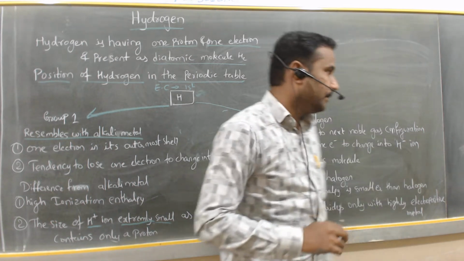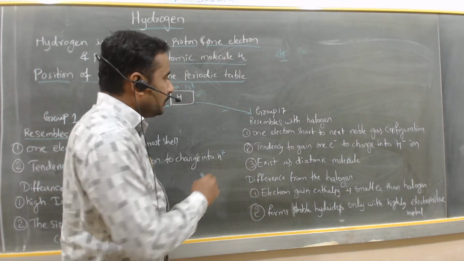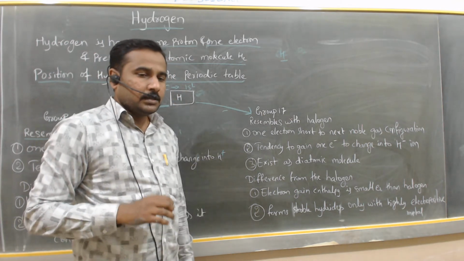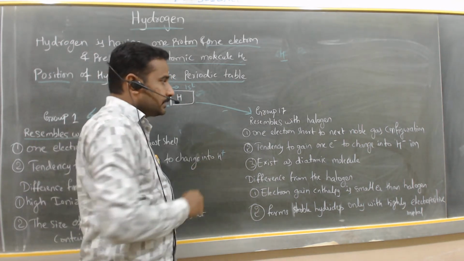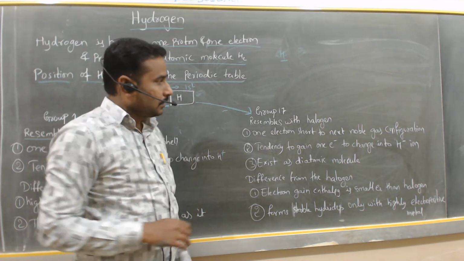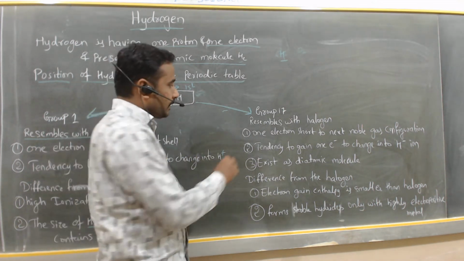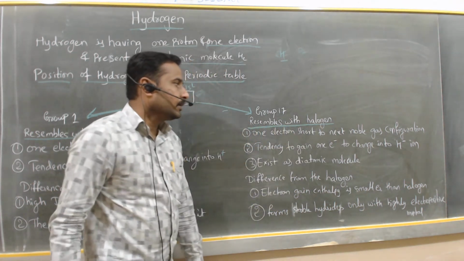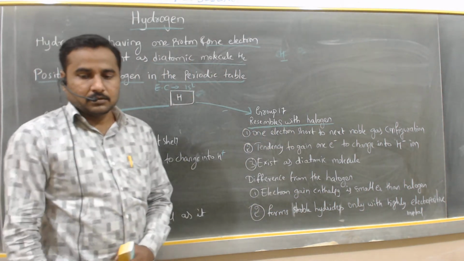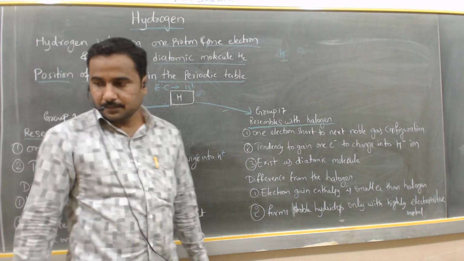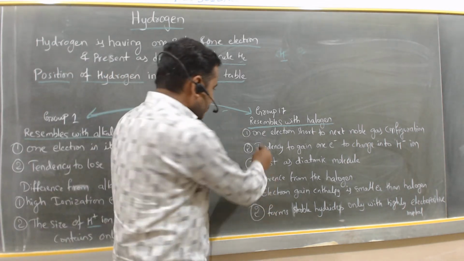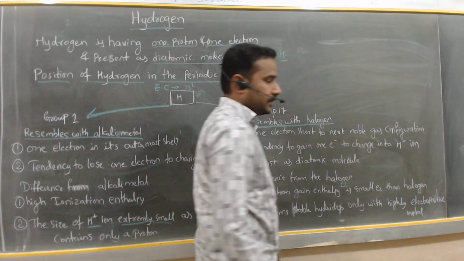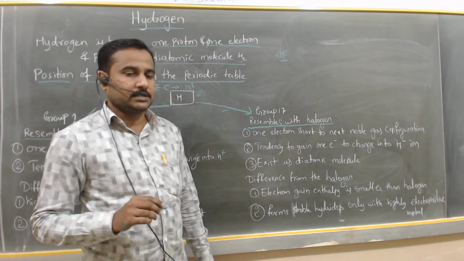Next, the group 17 elements. Hydrogen also has similarity with the group 17 elements, which we call the halogen group. First we will study the resemblance with the halogens. The first point is that 1 electron is short of the next noble gas electronic configuration.